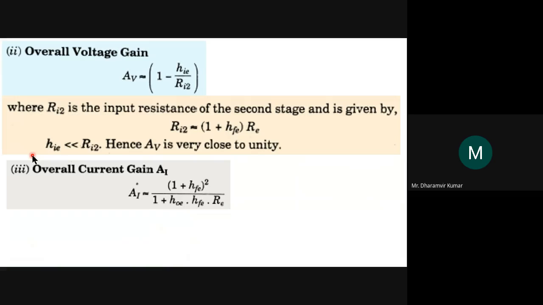The current gain Ai is given by this equation, (1 plus hfe) whole square by 1 plus hoe times hfe times Re. Now you can go on analyzing this particular term. What would be the typical value of Ai in this case? Will it be a high value or a low value? You can go on analyzing this equation.